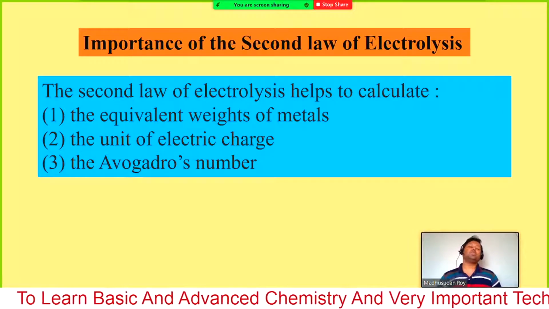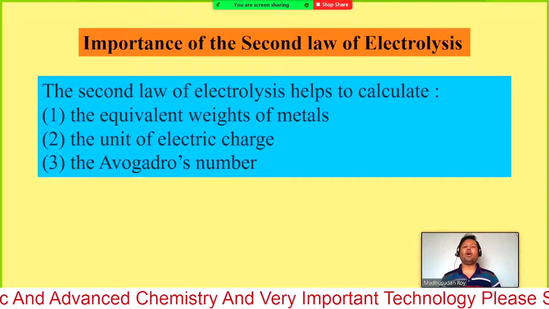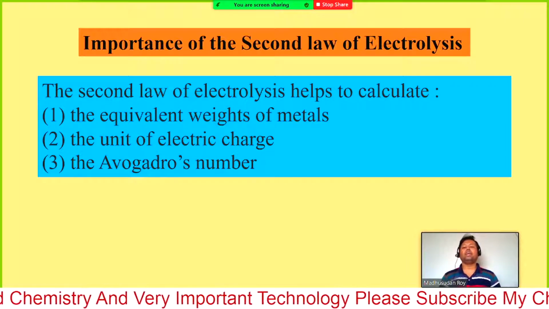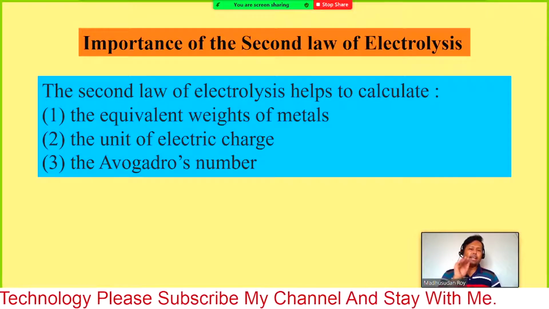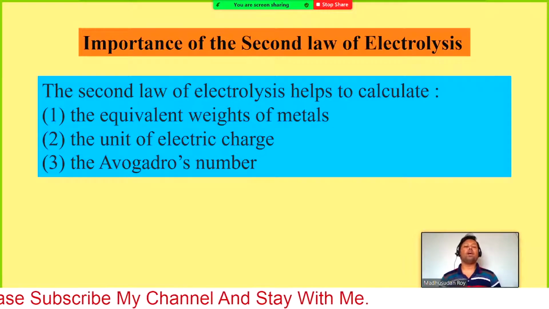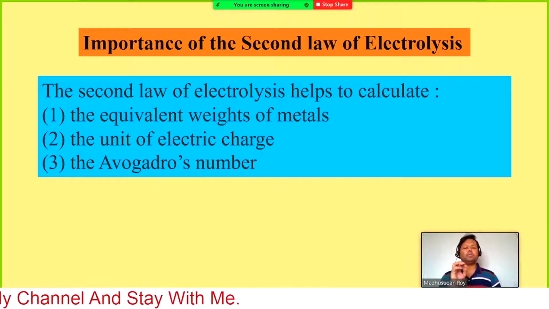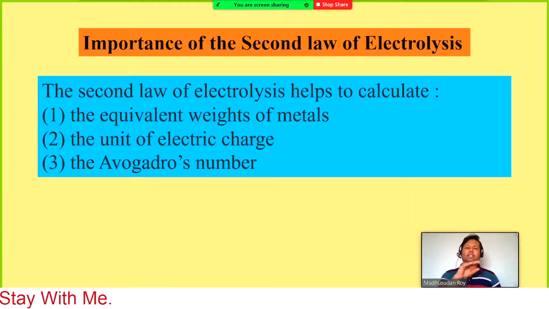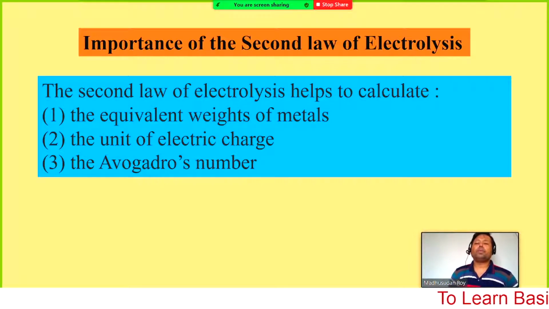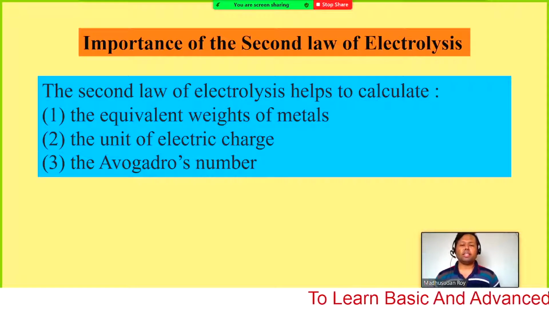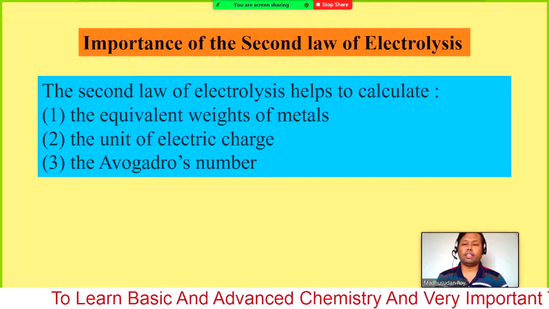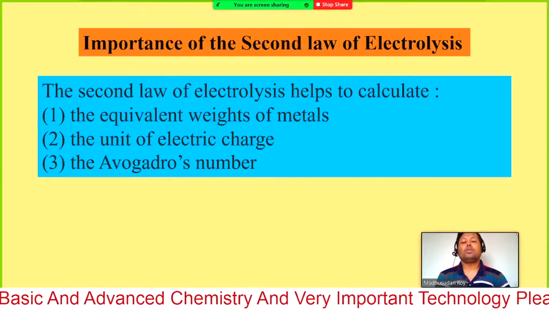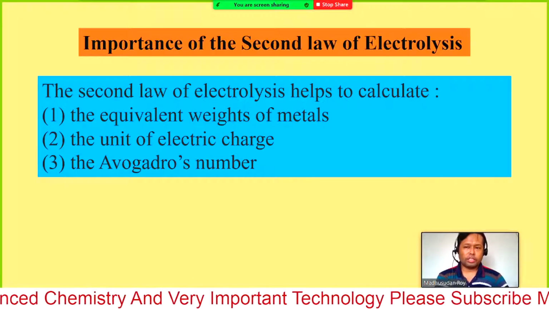Now, what is the importance of the second law of electrolysis? The second law of electrolysis helps to calculate the equivalent weights of metals. So, for any metal, what are the equivalent weights? If you know certain parameters, what we have mentioned, the chemical equivalent, that means if you supply 1 ampere of current for 1 second, how much substance will be deposited? That is our chemical equivalent.